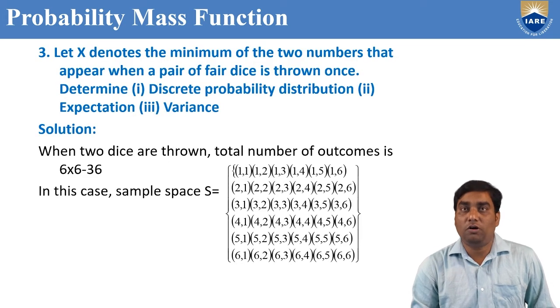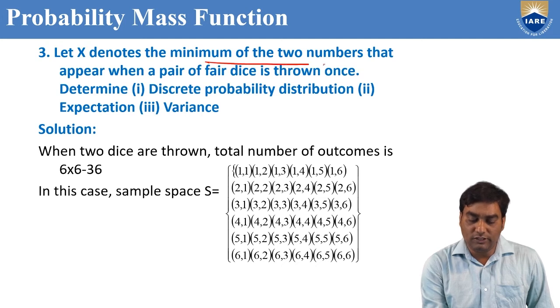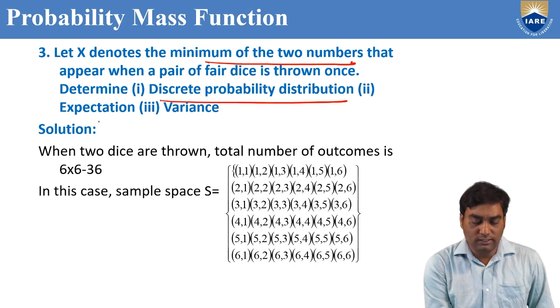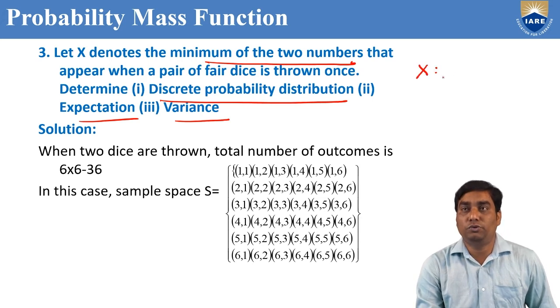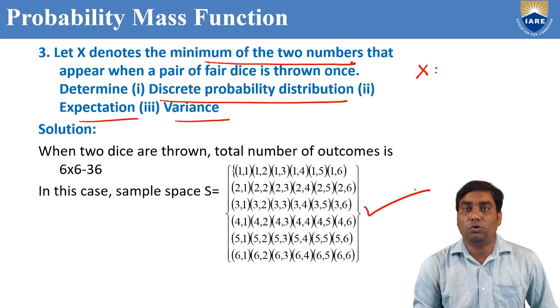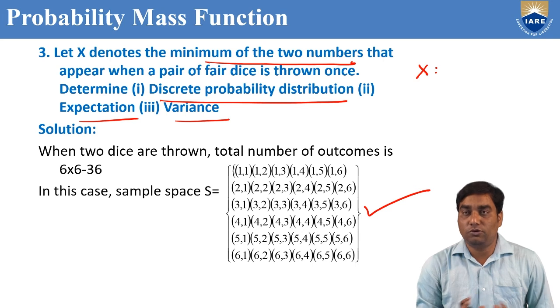Now, the next problem on probability mass function. Let X denote the minimum of the two numbers that appear when a pair of fair dice is thrown once. Determine the discrete probability distribution, expectation, and variance. Only X is given. X denotes the minimum of two numbers. If we throw two dice, the total number of events in the sample space is 36. That you know, everyone.